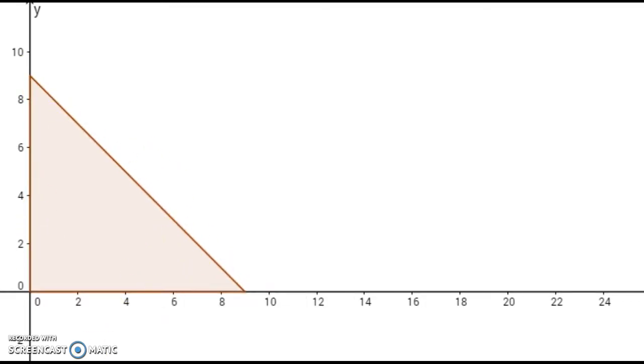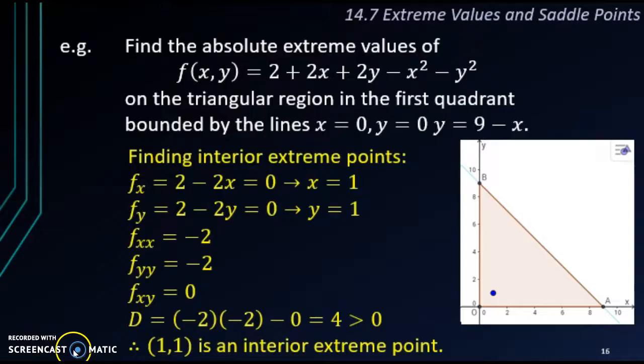Okay, after getting the region, we start to look for the critical points. To find the critical point, we go through the first derivative test, that is to find fx and fy, which are 2 minus 2x for fx and 2 minus 2y for fy. Then we set them equal to 0, and we get x equals 1 and y equals 1.